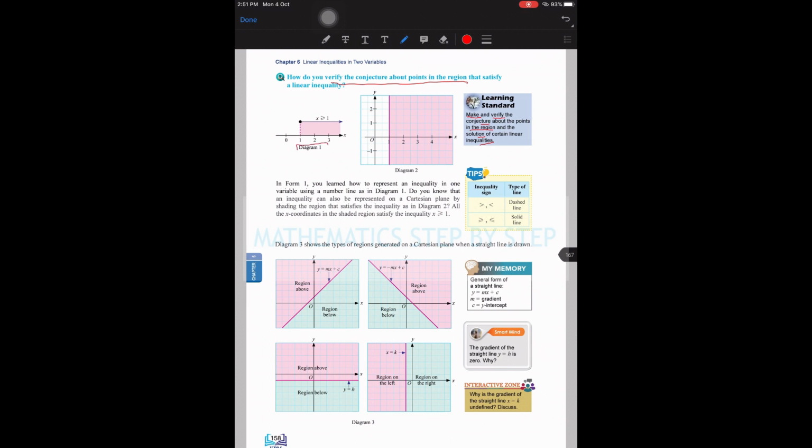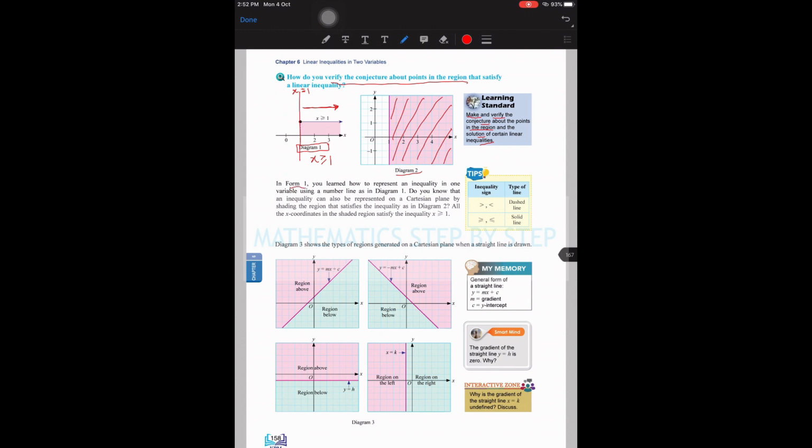Let's look at this diagram 1. If the inequality is x is greater than or equals to 1, it means everything to the right of x equals to 1. So this line is x equals to 1, okay? So it's everything towards the right hand side of x equals to 1. So we can refer to diagram 2 now. It is this part. So later on we'll learn to shade the region also.